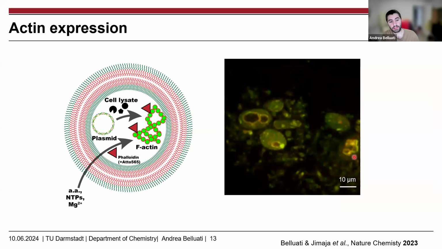Finally, we also tried to express actin as a cytoskeleton component, so trying to form a structural protein inside the cell. We co-encapsulated it with labeled phalloidin in order to be able to visualize the protein afterwards.